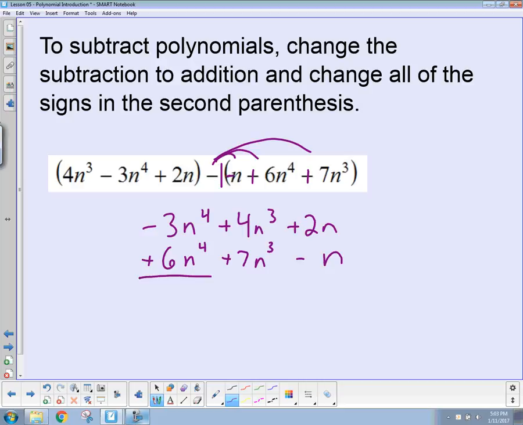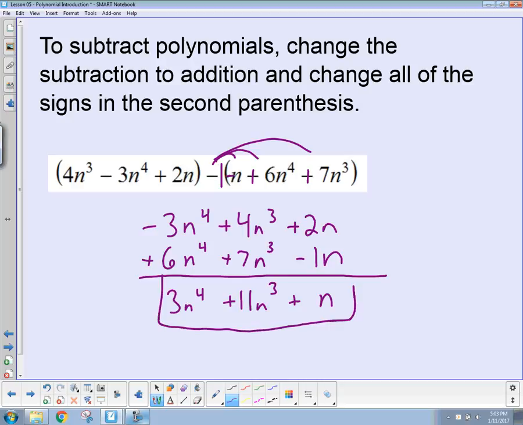Draw your line, add them up. Negative 3 plus 6 is 3n to the 4th. 4 and 7 plus 11n cubed. And 2 minus 1 is just 1n, but I'm not going to put the 1 there. Okay? Put a box around it. Boom.